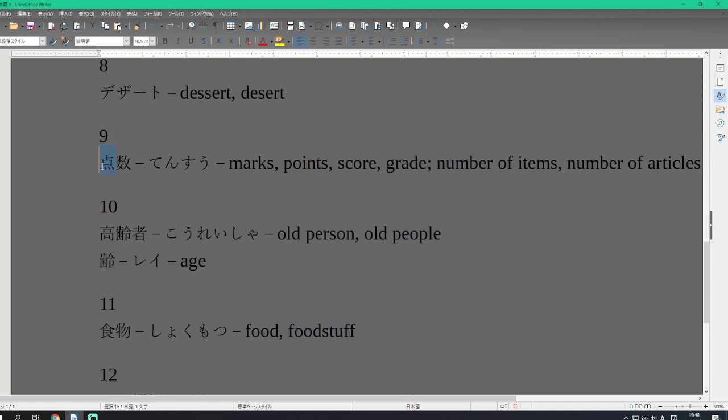Tensu. Ten on the left side is points or places. Su on the right side is numbers. So your number of points is your marks, point score, grade, or number of items. Tensu is the number of marks or points you have: your marks, your grade, your score.